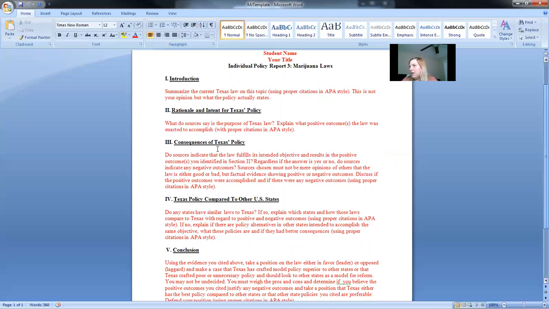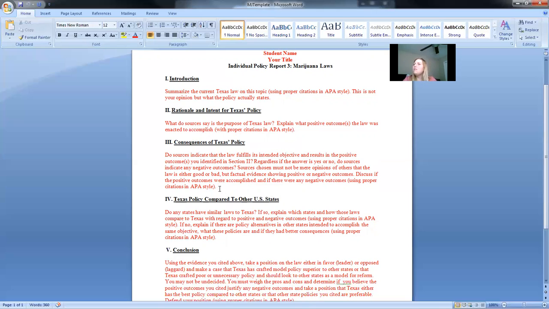Now, here's what's confusing, guys. Consequences of Texas policy. You think consequences, you think the law. Like, what is the consequence if you get caught with this much? Guys, remember, consequences are how is Texas different because we have the law? Ways Texas is different because we have the law is that our jails are full of people that are only in jail because of the law, that we spend so much money locking people up because of it. It could be that we have less addiction than another state, because it's illegal here and it's legal somewhere else. I don't know.